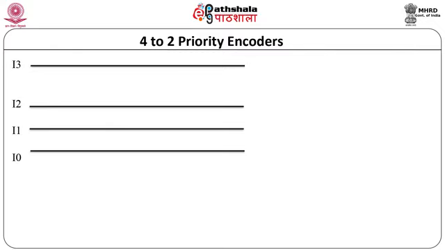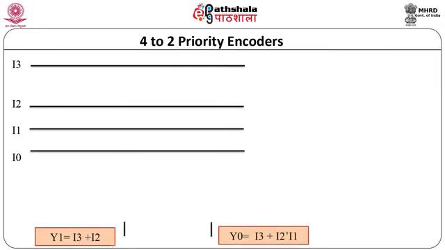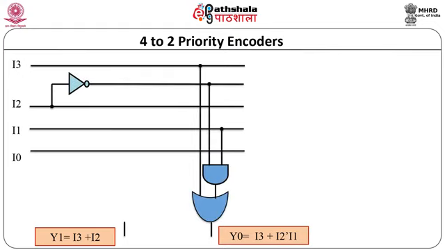It has 4 input lines. The 2 outputs are Y1 and Y0 respectively. The logic expression clearly indicates the need of AND, OR and inverter gates for the design. The inverter provides the complement of I2. For the implementation of Y0, we require one AND and one OR gate. The output Y1 is implemented using only an OR gate.